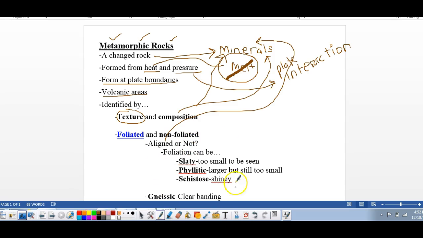And there can be any degree, and they often call this a grade of metamorphism. So, a grade. Slaty is where you really can't see that the minerals have rearranged, but you can kind of pull the rock apart and you can see it has layers. Phyllitic is still kind of almost getting there, but you still can't really see it very well. And then schistose is really occurring, and then gneissic is just clear banding. We'll take a look at this right now.